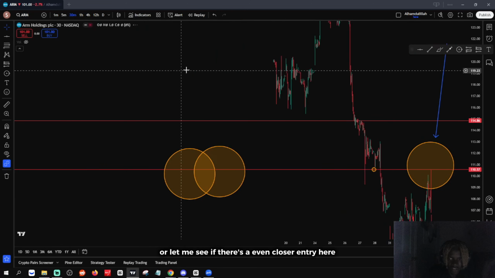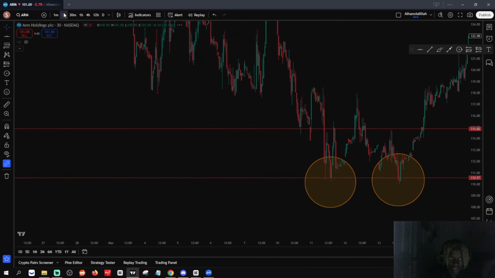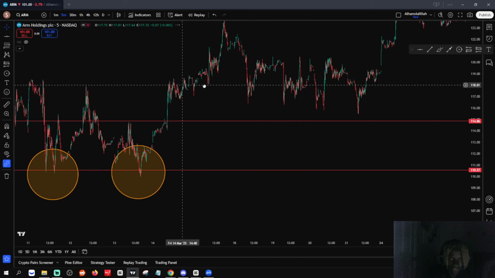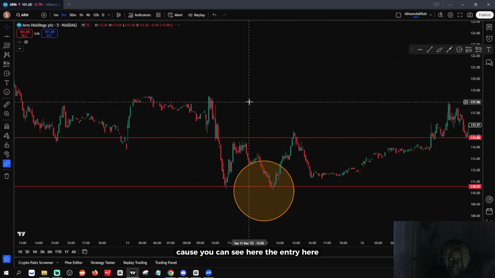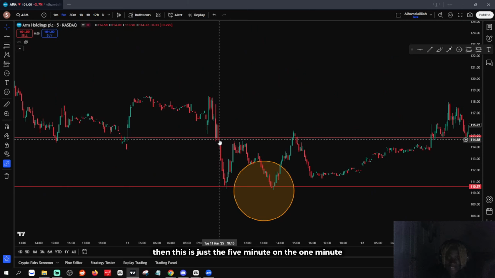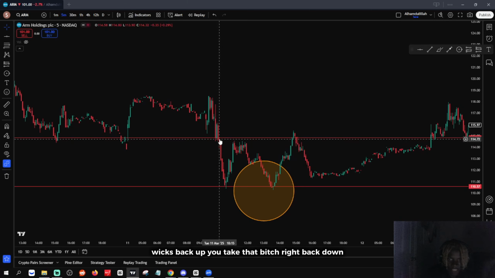All right, let me see if there's an even closer entry here in the 5 minute. This is why we enter on our smaller time frames, because you can't see things that you need to see on your bigger ones, sadly. Because you can see here, the entry here. You see this entry at 10:15. You see how you can't see that on your 30 minute? Then this is just the 5 minute. On the 1 minute, you'll see the exact wick. So as soon as price breaks down, wicks back up, you take it right back down.